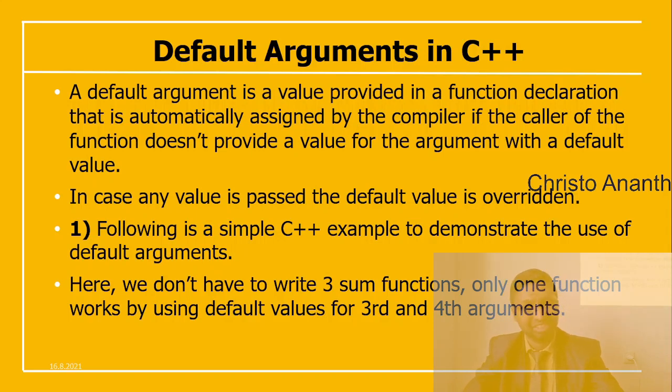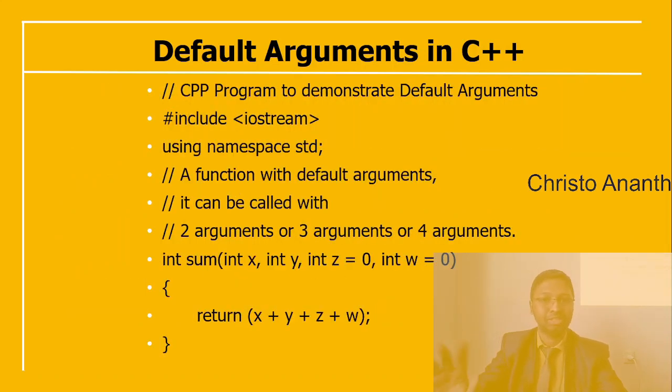So this is an example to demonstrate use of default arguments. We need not write 3 sum functions. Only one function works by using the default values for the third and fourth arguments. So this is a C++ program to demonstrate default arguments. In C++, #include <iostream>, using namespace std.